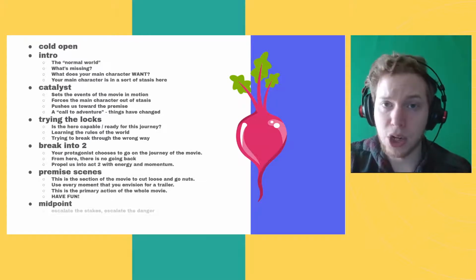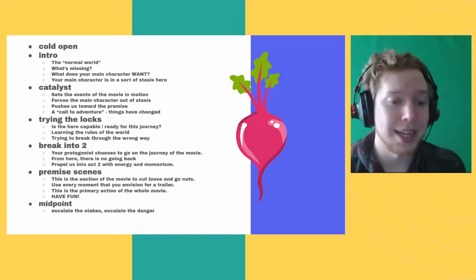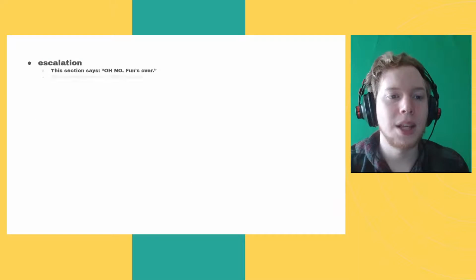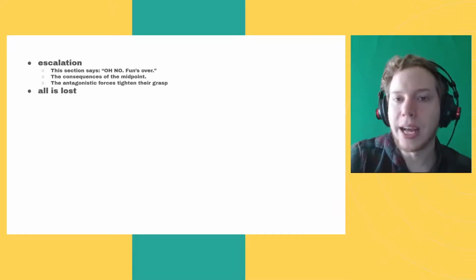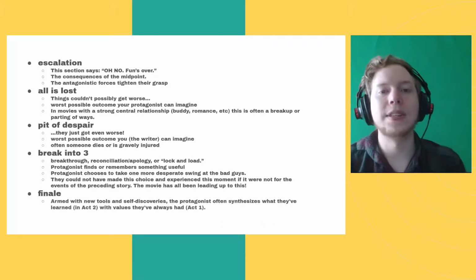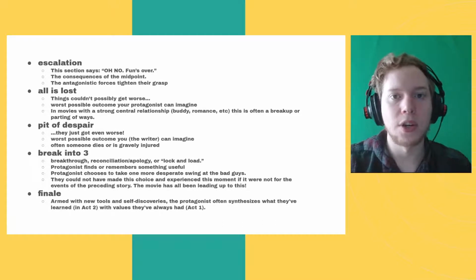Premise scenes, that's a bunch of bullet points. That's probably going to be your biggest section. Midpoint is just one thing. So you've got to just get used to looking at outlines and reading through outlines and making outlines in order to really learn this. But the main points here are, remember, catalyst and act breaks are just one thing.